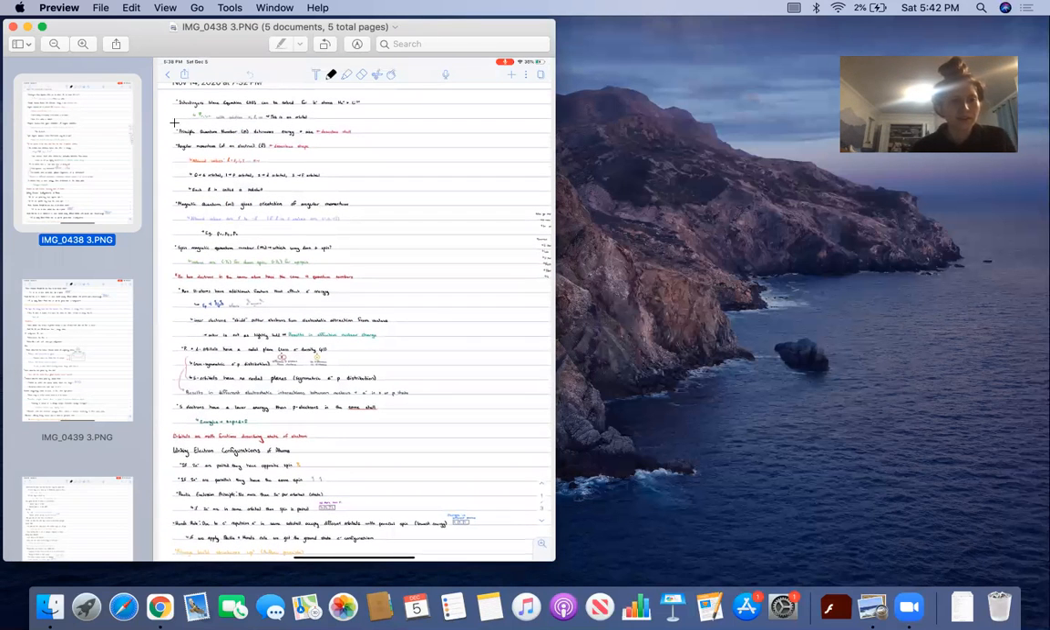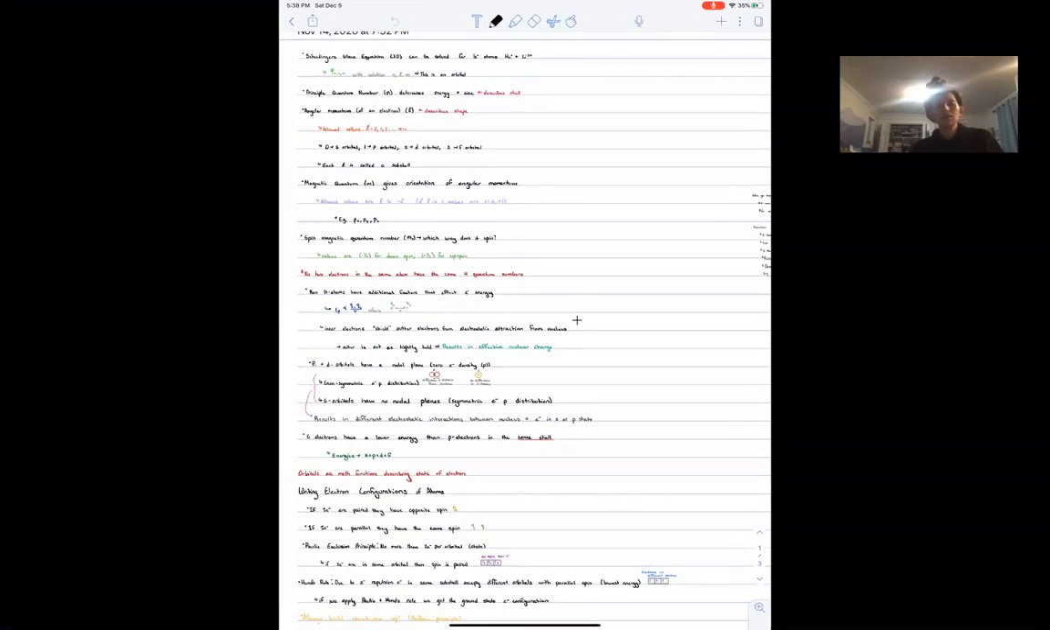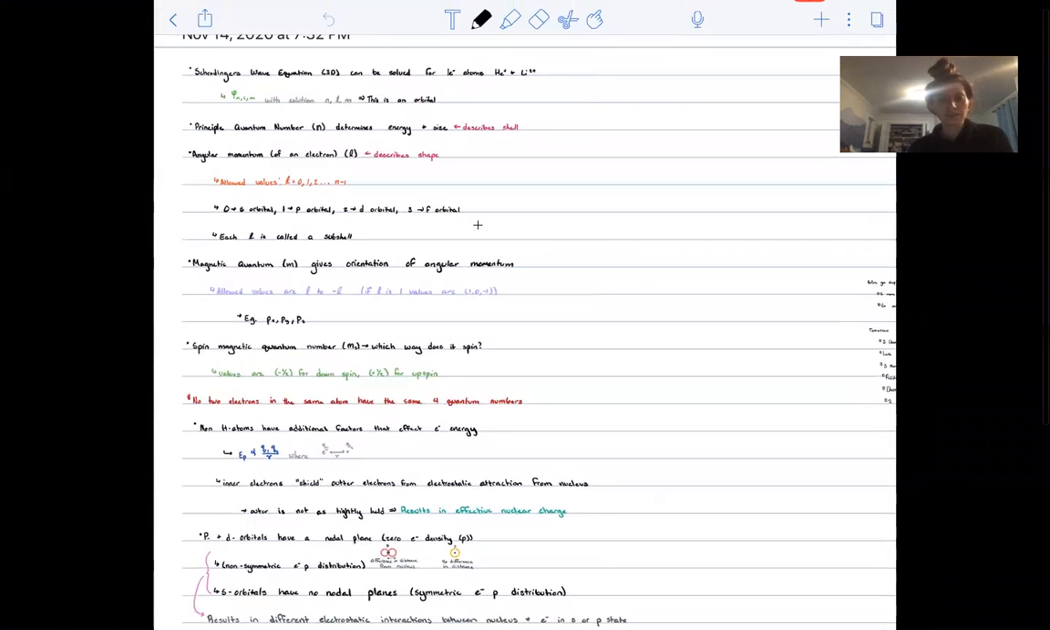Okay, so I think we left off here. This is all material that starts for the second midterm. We left off talking about the Schrodinger wave equations and how those are really just the mathematical equations to find the orbitals.